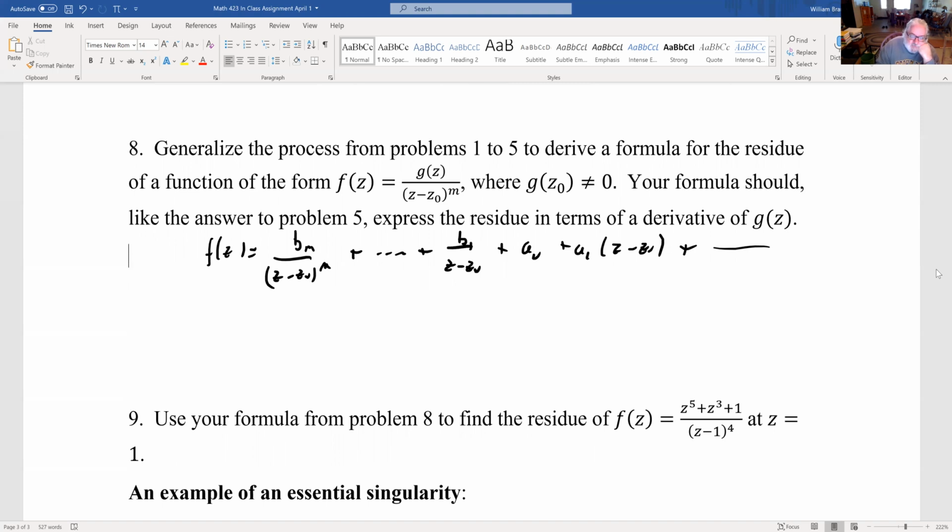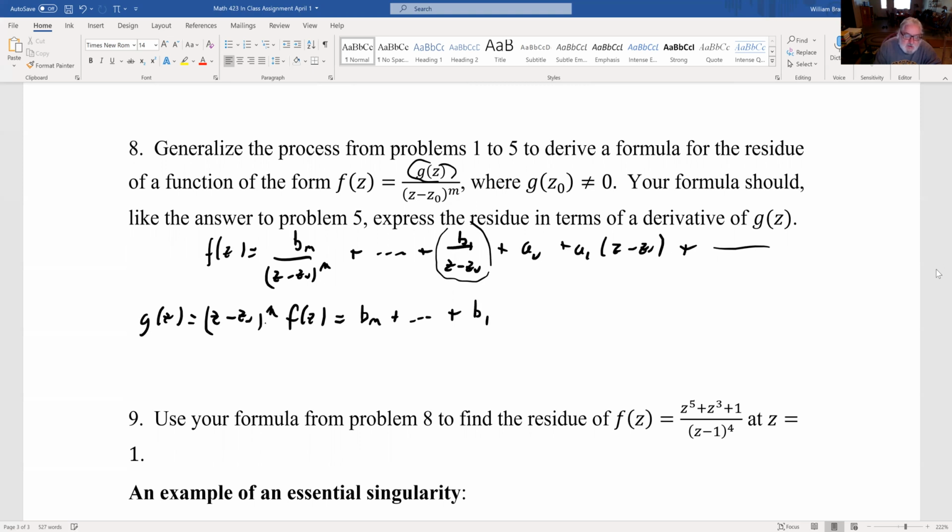So g of z is z minus z naught to the m times f of z. This is our numerator. If I multiply by that, it'll be bm plus dot dot dot, plus b1 times z minus z naught to the m minus 1, and then plus a0 times z minus z naught to the m, plus dot dot dot. So g of z has a removable singularity.